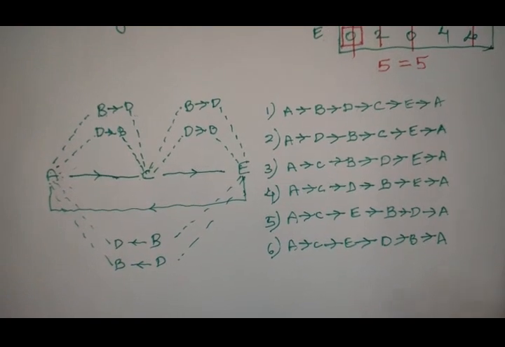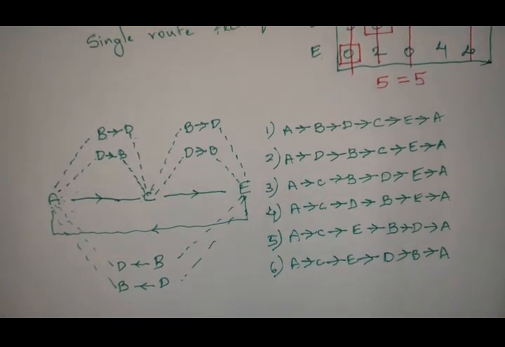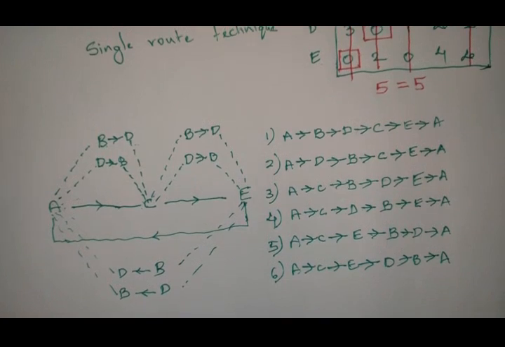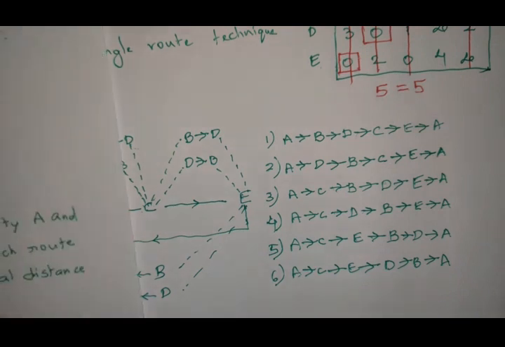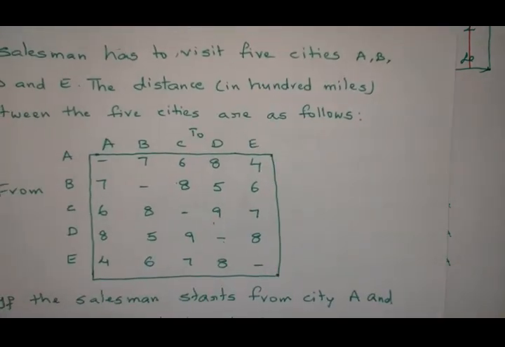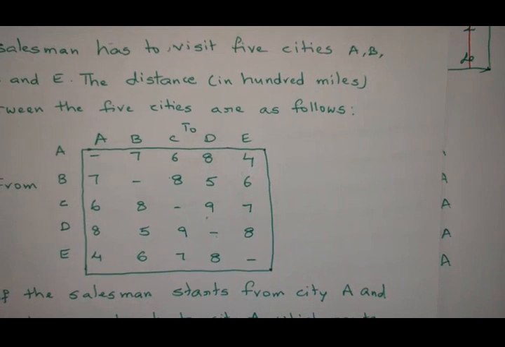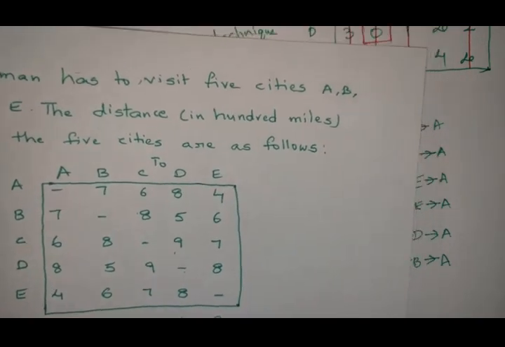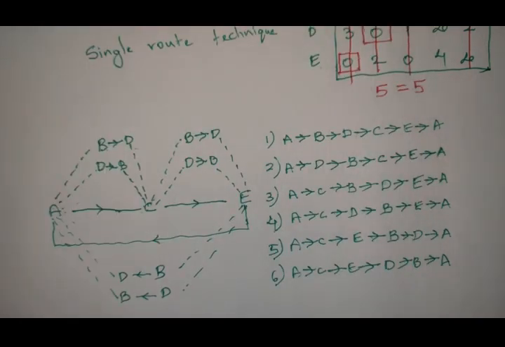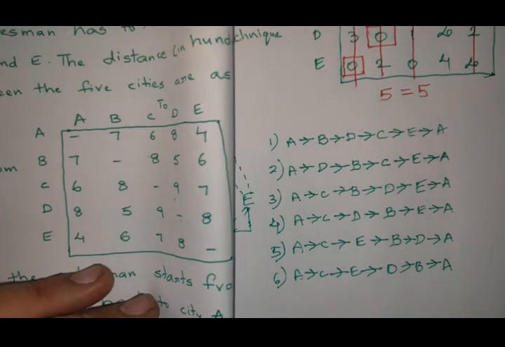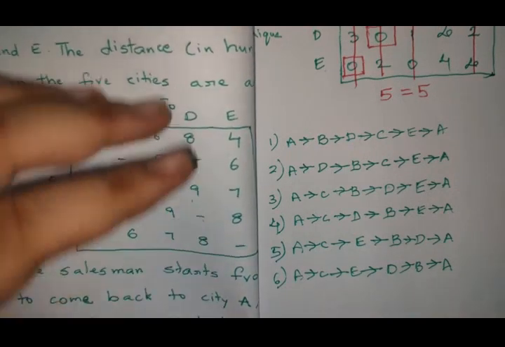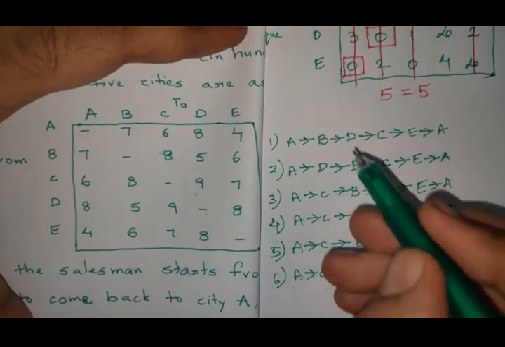So now let us check which route gives the minimum distance, the shortest distance. So let us find the shortest distance by using the original matrix for all the 6 routes. So this one is the matrix given in the problem. Now let us find the shortest route. So here I am taking the matrix. So find the shortest route.